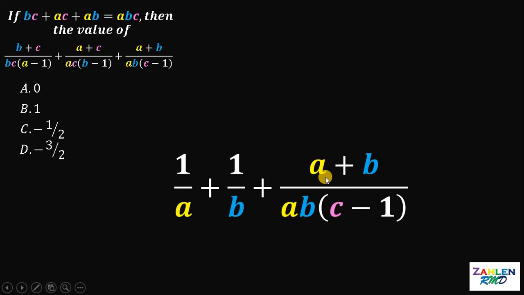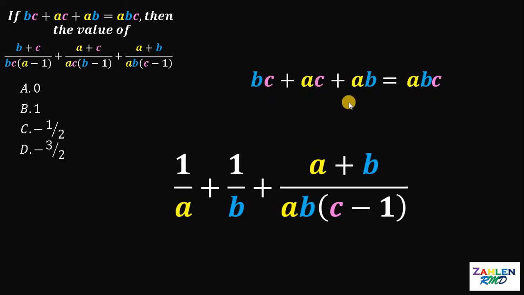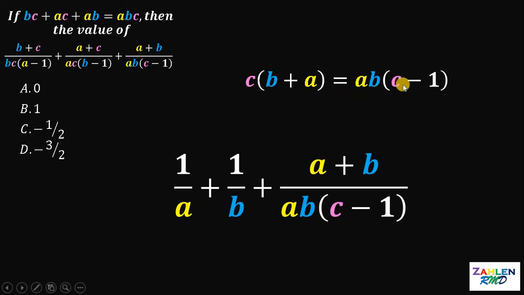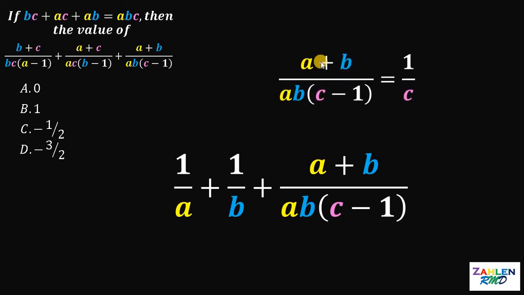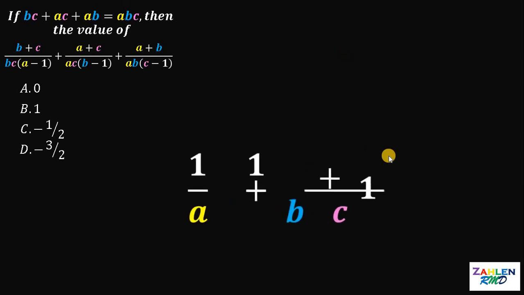Now, for the last time, what is the value of (A plus B) over AB multiplied by (C minus 1)? Again, we will do the same thing. Subtract AB on both sides. This will give us BC plus AC equals ABC minus AB. Now, let's factor out C on the left-hand side and factor out AB on the right-hand side. This will give us C multiplied by (B plus A) equals AB times (C minus 1). Again, we do the same thing, and the expression (A plus B) over AB multiplied by (C minus 1) is equivalent to just 1 over C.